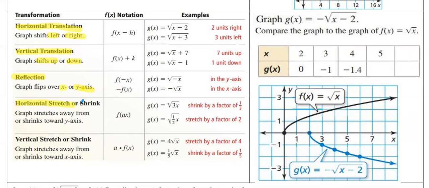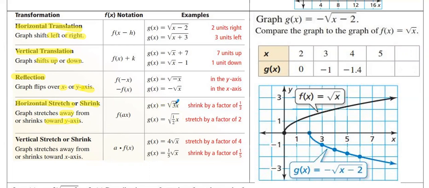Horizontal stretches or shrinks, those are dilations. Remember, if it's horizontal, then you're shrinking away from or toward the y-axis. And I can't show you with my hands right now, but you probably remember this. You're pushing inward towards the y-axis or pulling away from it. If it's a shrink, you're pushing towards it. If it's a stretch, you're pulling away from it.